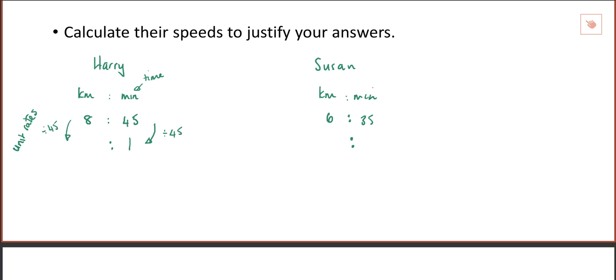And what do we get? Some decimals. 0.177 goes on forever. My little dot. Okay. So that's how far he runs in 1 minute. Now that's in kilometers. I could change that into meters if I wanted to, but I don't need to because I just want to compare.